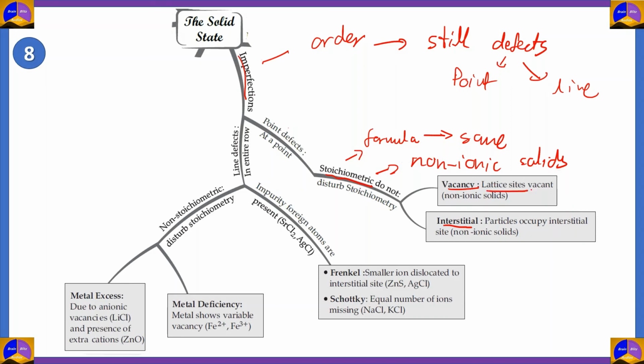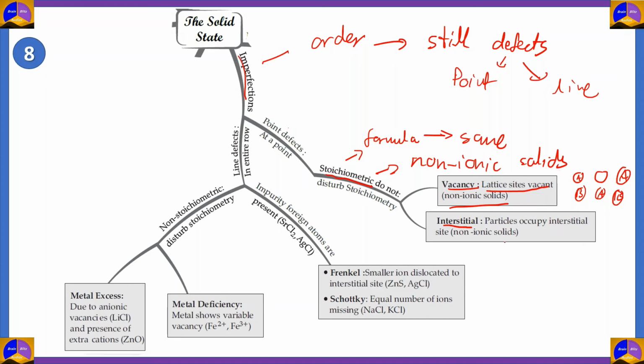When the lattice sites, which are supposed to be filled, become vacant in non-ionic solids, we call the defect a vacancy defect. So let's say A, B, and then over here where it was supposed to be B, it's missing. And then we have A, and then B, and then A. So there is a vacant lattice site. So that is called vacancy defect.